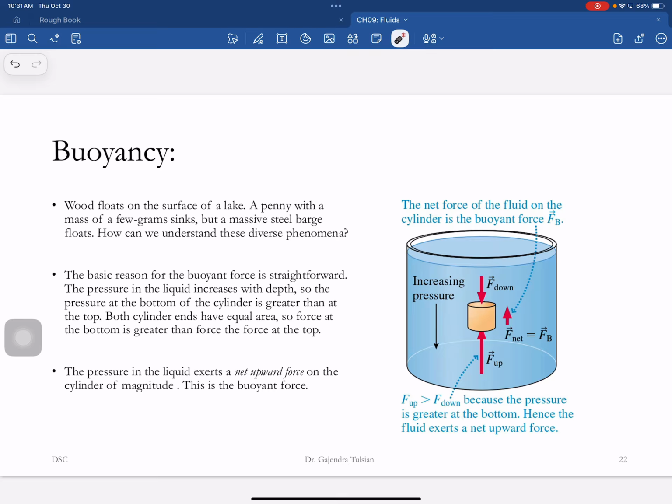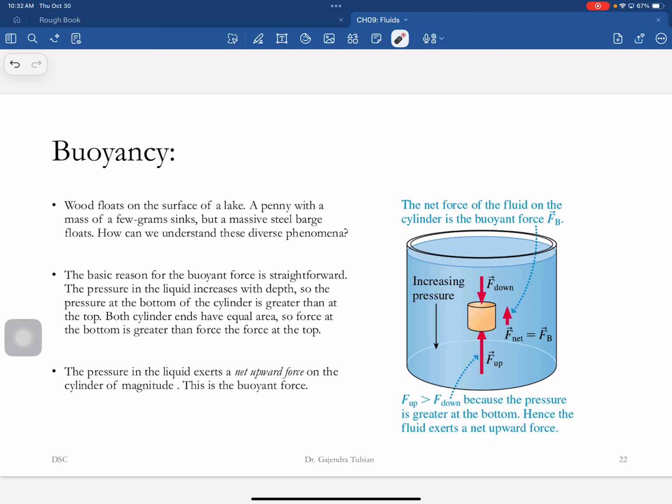All right, so we learned that pressure increases with depth of the water. And the greater the pressure, greater the force. So the water is exerting a downward force on us. But the pressure at a greater depth is greater, and so there's a greater upward force on us. So because the pressure is increasing with depth, the net force is the buoyant force. That's what's pushing you up.